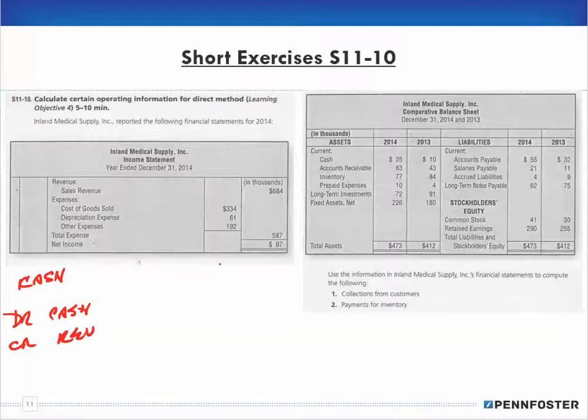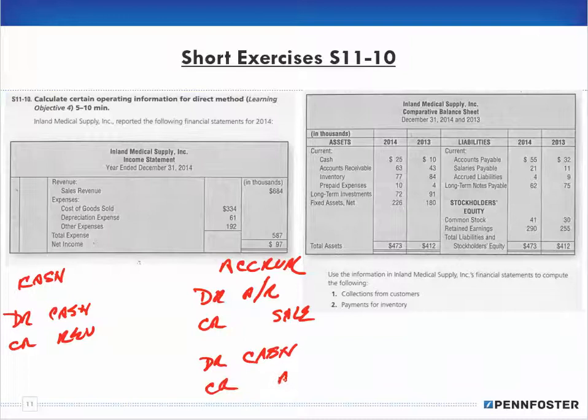But then from the accrual side, if someone buys something on account, we're going to debit the accounts receivable, and we're going to credit our sale or our revenue. And then when that person pays it off, we'll debit our cash and credit our accounts receivable.